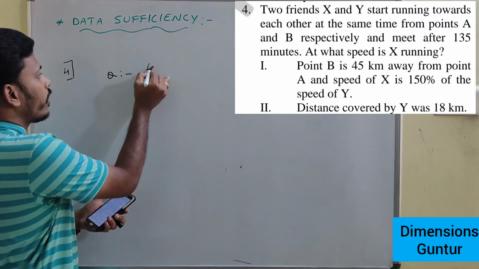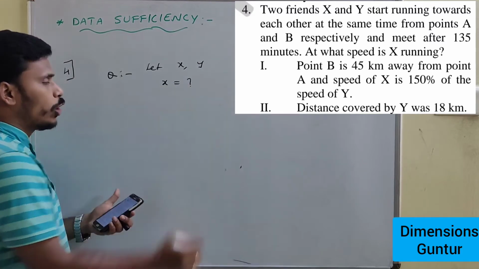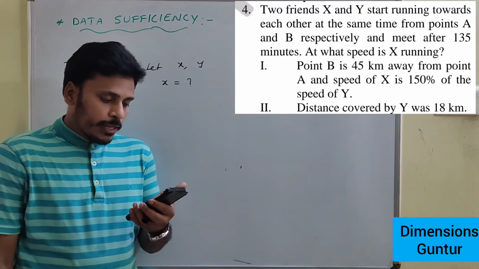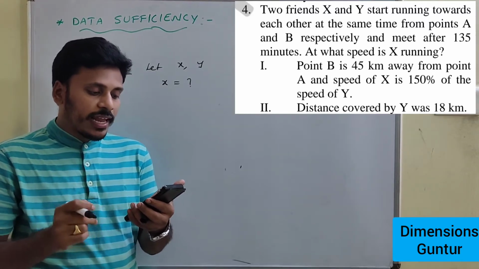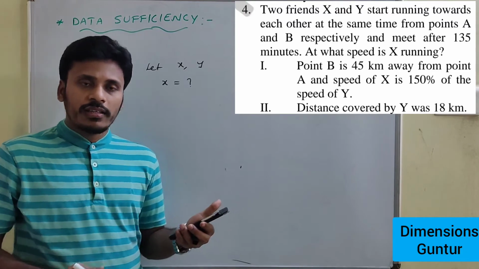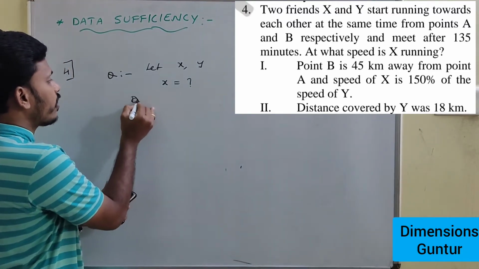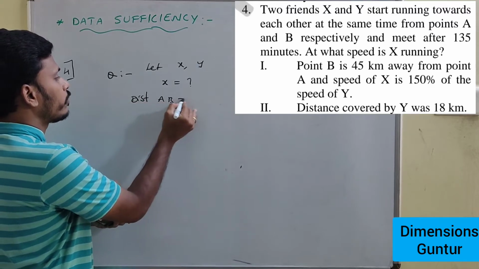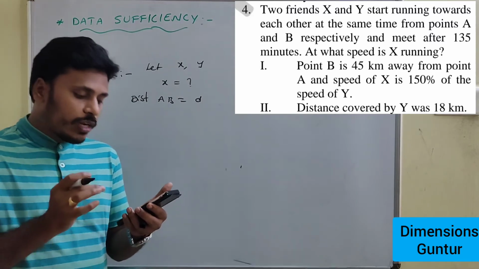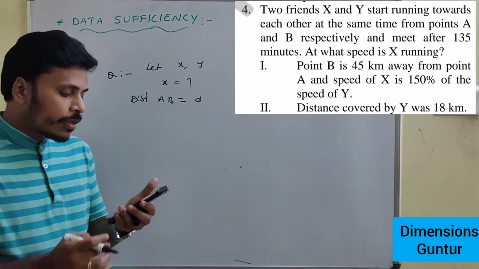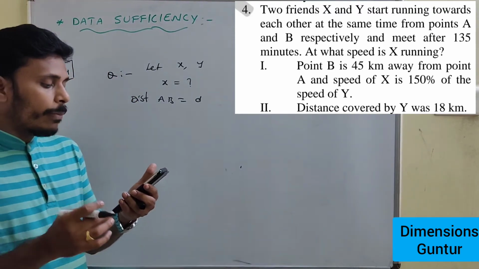You just let the speeds of x and y be x, y, and at the end you need to find the value of x. See, they are running towards each other at the same time from points A and B respectively. So x started at A and y started at B, and we don't know the distance between A and B. You just let the distance AB be some D. These two persons are covering a distance of D by running towards each other at the speeds of x and y in 135 minutes.